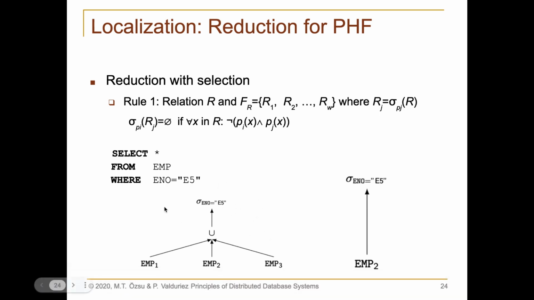So at the end of this rule 1 based operation or reduction operation on the primary horizontal fragments, we get a single fragment. So this is what we call reducing primary horizontal fragments. Here, by eliminating fragments that do not have any say on the current operation, we tend to improve the performance of our query.